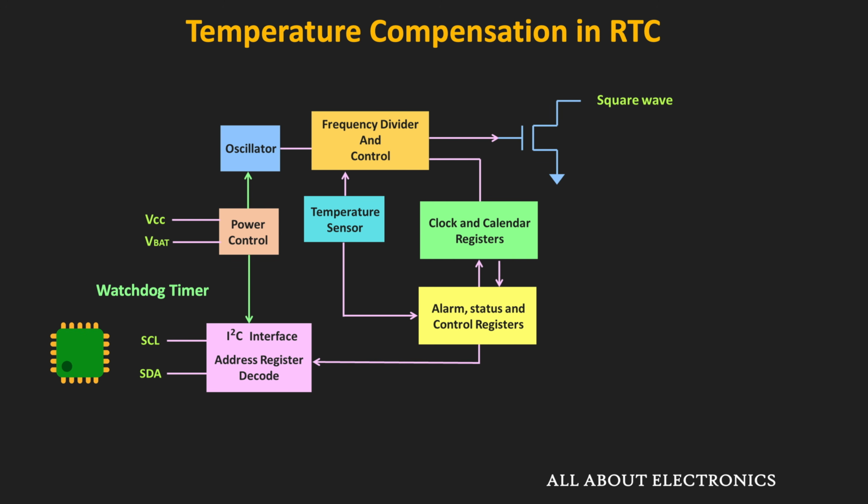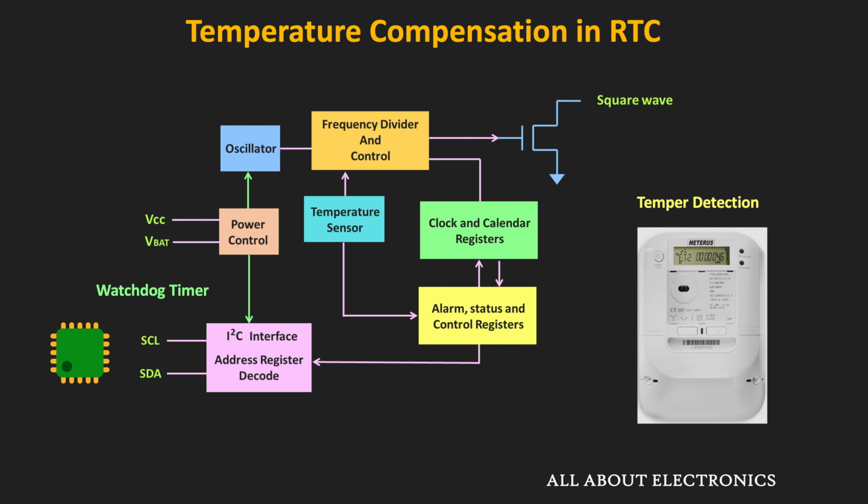Similarly, some RTCs also have the ability to detect and timestamp tamper attempts. And this feature is specifically useful in some devices like smart meters. So this is the basic block diagram and the basic functionality of the real-time clock.